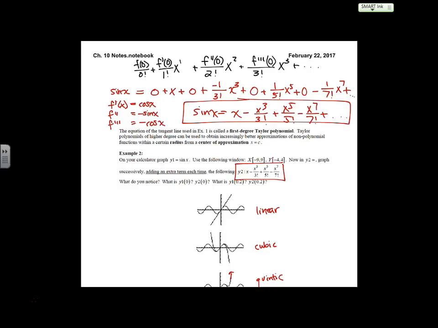Why are the even ones 0? Because every even derivative of sine will come back to sine, and sine of 0 is 0. Does that make sense to you?